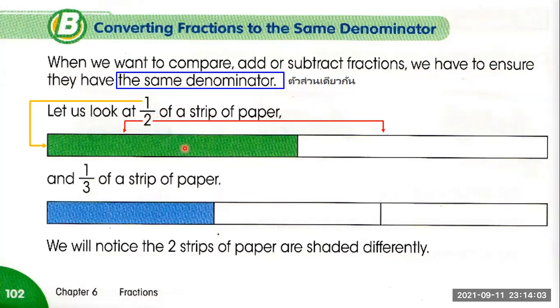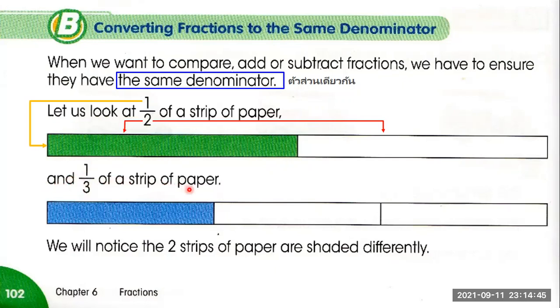As you can see on this illustration, we have a bar, and this bar is divided by 2. We have the green part and the white part. Let us look at 1/2 of a strip of paper. So 1 here represents the green part, the colored part, and 2, which is our denominator, represents the 2 parts of the strip, one with the green and one with the white part.